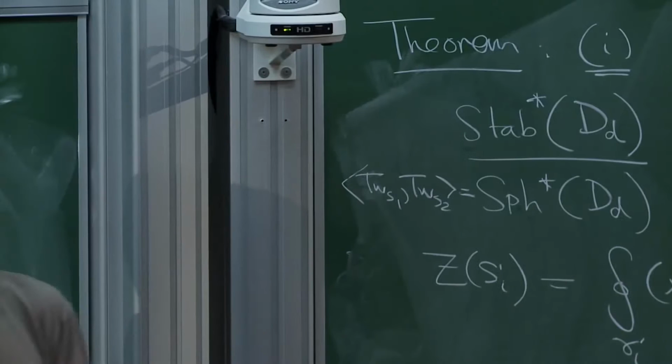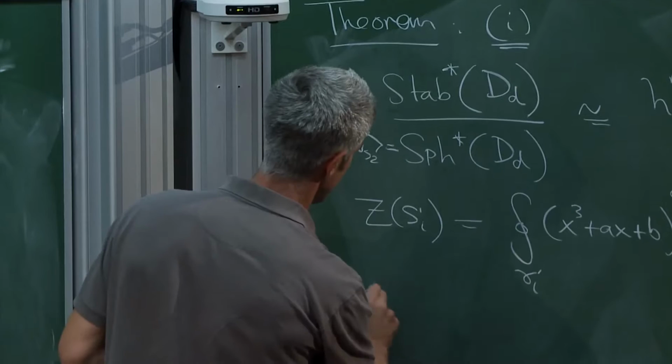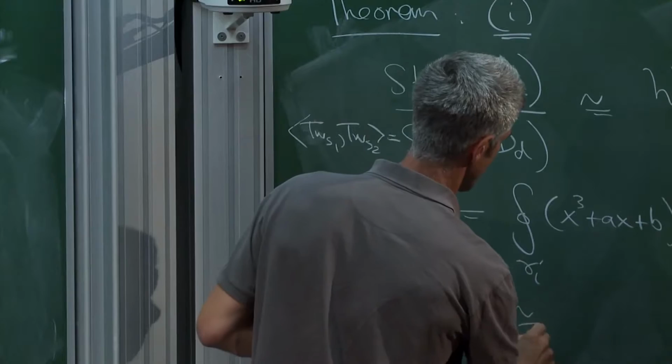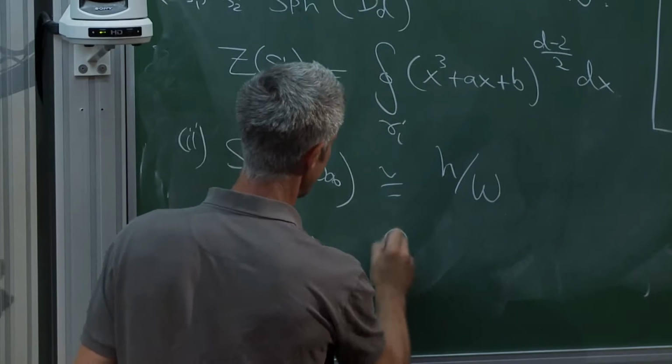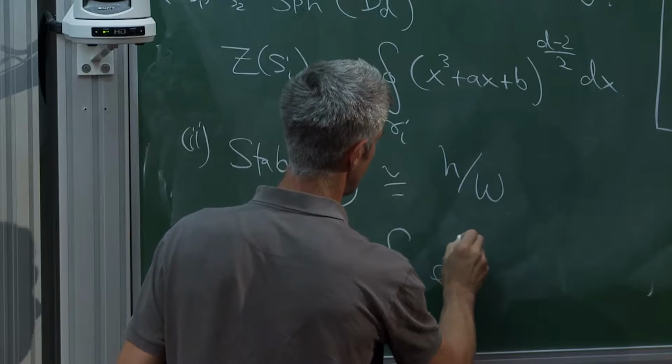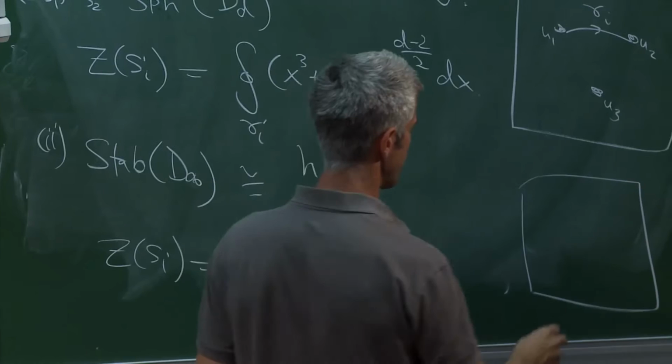So that's that one. And then what about stab d infinity? Well, this is just isomorphic to H mod W. And the map: in this case, Z of Si is given by these oscillating integrals, right? So e to the... And the picture that goes with this, of course, when you evaluate one of these integrals, it only matters what direction you go to infinity in. So something like that.